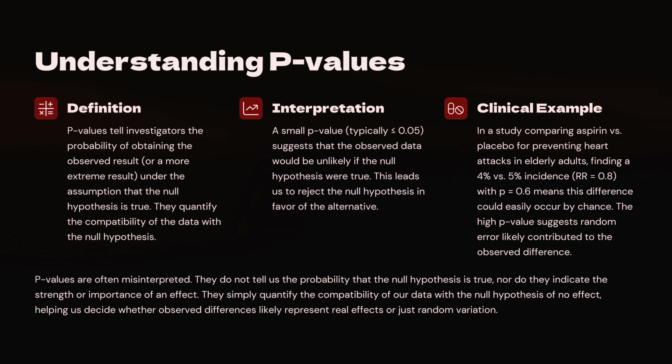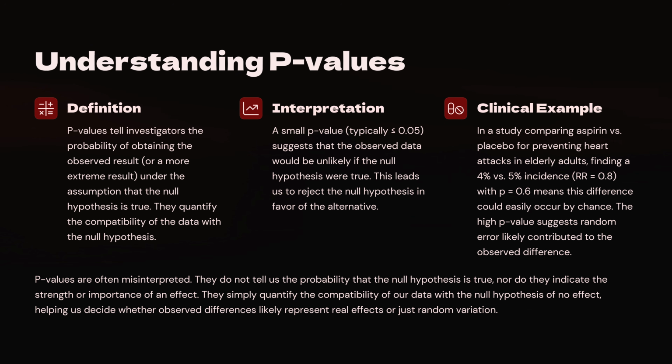So here's an example. In a study comparing aspirin versus placebo for preventing heart attacks in elderly adults, finding a 4 versus 5% incidence, relative risk of 0.8, with a p-value of 0.6 means the difference could easily occur by chance. The high p-value suggests random error likely contributed to the observed difference. The reason I'm just reading through the slide is because it's really critical.